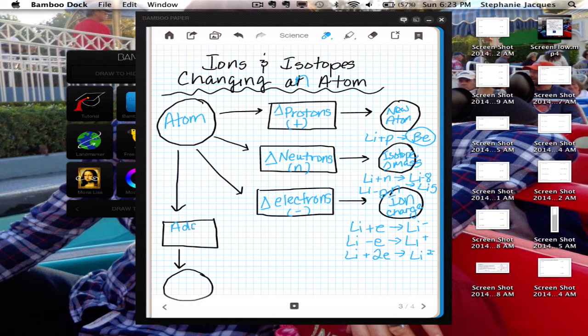Okay, let's see what happens when you add an atom. So we're going to write add an atom here. So an atom of anything. Now it becomes molecules or compounds. And an example of that is if we have lithium and we add fluorine, it's going to give us lithium fluoride. And that's an absolute new molecule.